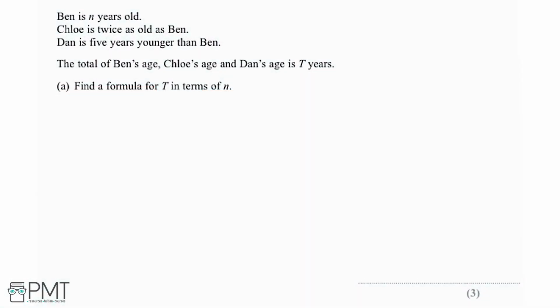Ben is n years old. Chloe is twice as old as Ben, and Dan is 5 years younger than Ben. The total of Ben's age, Chloe's age, and Dan's age is t years. So we need to find a formula for t in terms of n.